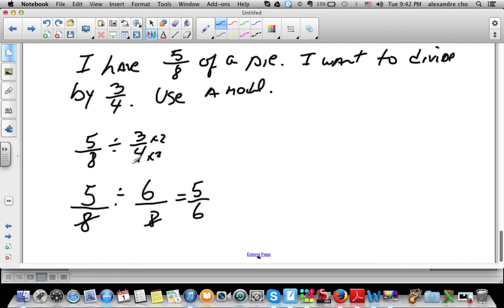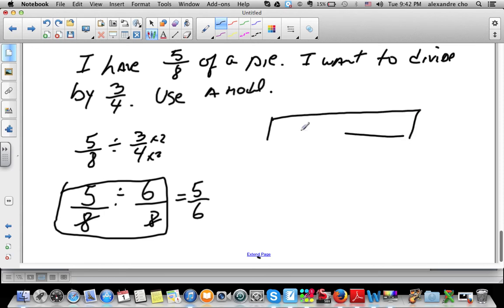Now if they show you a model, you can use this fraction, the one with the same LCM, same denominators, to show the model. Here's a model. Something that you have 5/8. 1, 2, 3, 4, 5, 6, 7, 8. And you want to show 5/8. 1, 2, 3, 4, 5. That's 5/8.